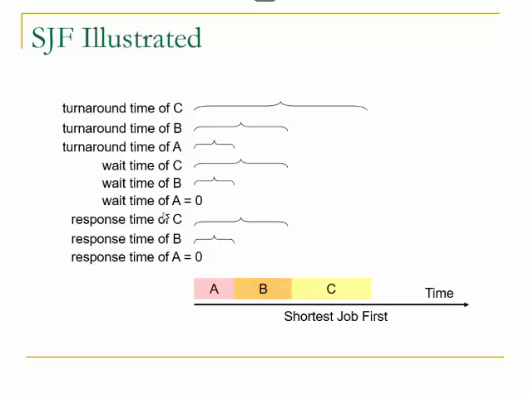Here is the turnaround time. Turnaround time is the amount of time a process takes to get finally executed. You can see A, a smaller process, gets executed first, then B, larger than A, and then C.